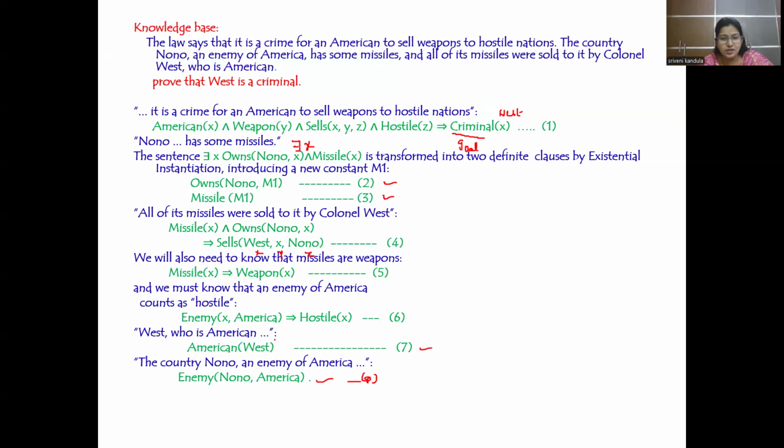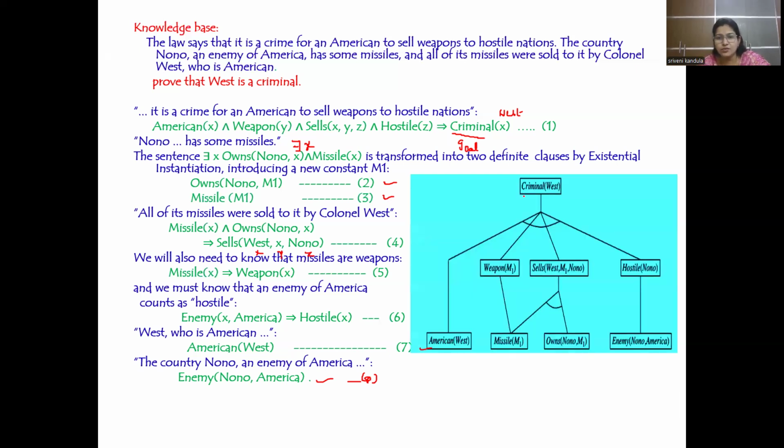Now out of these four, let us find out, do we have anything on the left hand side with these simple statements? American of West, here I have. Then weapon of Y. That weapon of Y I can indirectly derive from this missile of X. Now for this goal, what is the left hand side part? Since we are using modus ponens rules, the left hand side part is this one. So let us use the same thing.